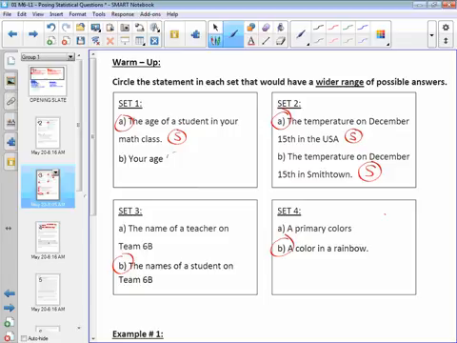Nick Mathis, set 3. Name of a teacher on 6B. Statistical or not? Why? Right. The answers can vary.